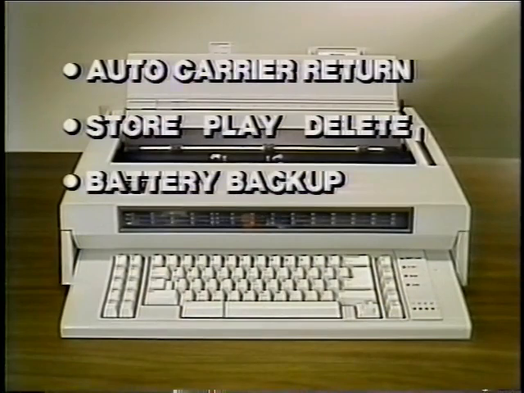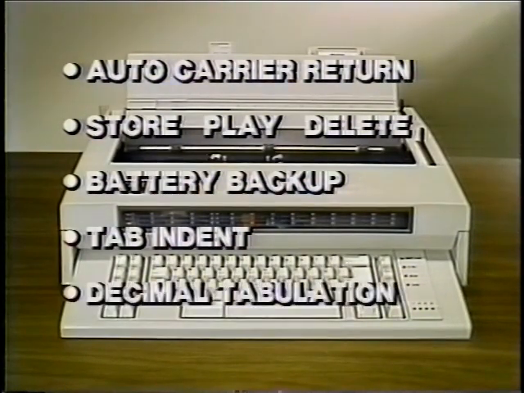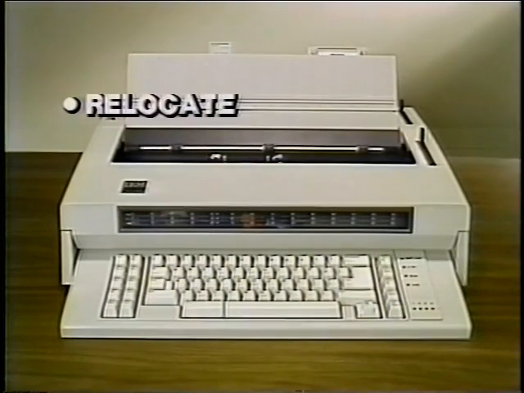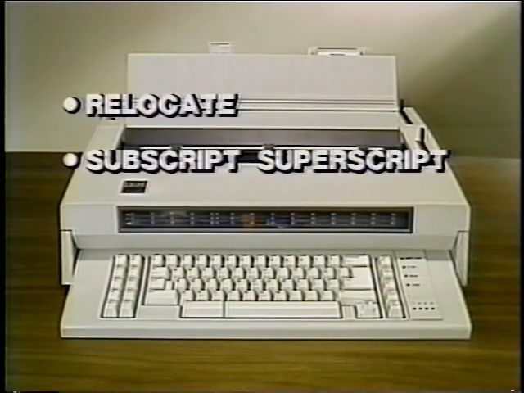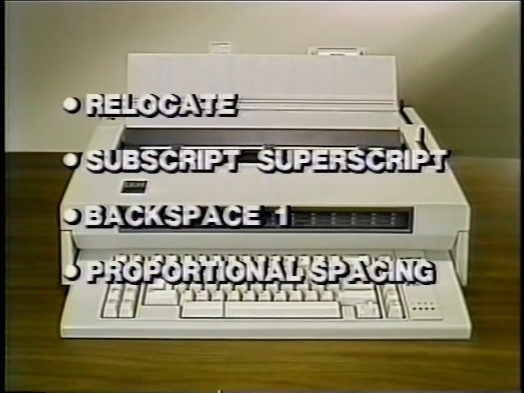Tab indent allows the operator to set a temporary left margin. Decimal tabulation is used to align columns of numbers. Relocate will position the carrier at the last typing position after a correction. Subscript and superscript are used to type a character below or above the normal writing line. Backspace 1 will move the carrier back 1 unit of space. The Wheelwriter 5 also has proportional spacing.